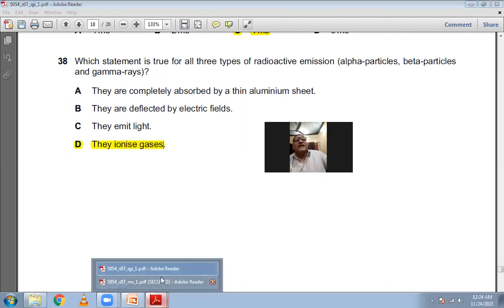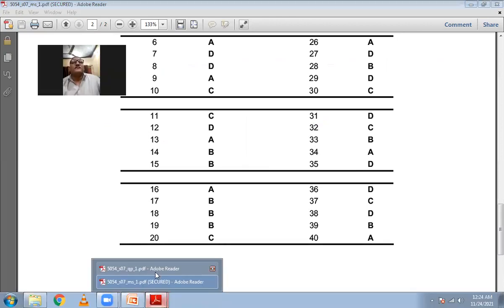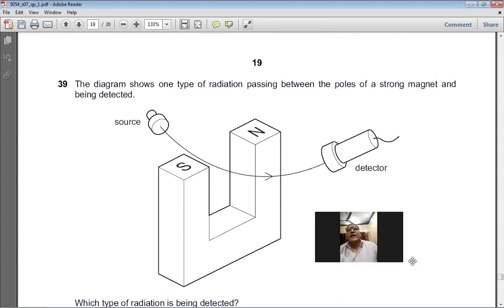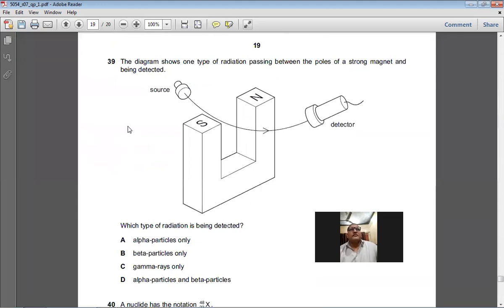For question 38, I think D is the right option. So let's check. Question number 38, D is the best option, sir. Here we have the diagram that shows one type of radiation passing between the poles of a strong magnet and being detected. Which type of radiation is being detected?